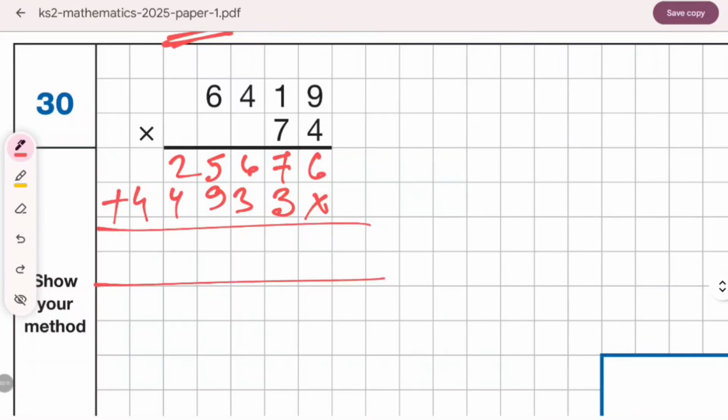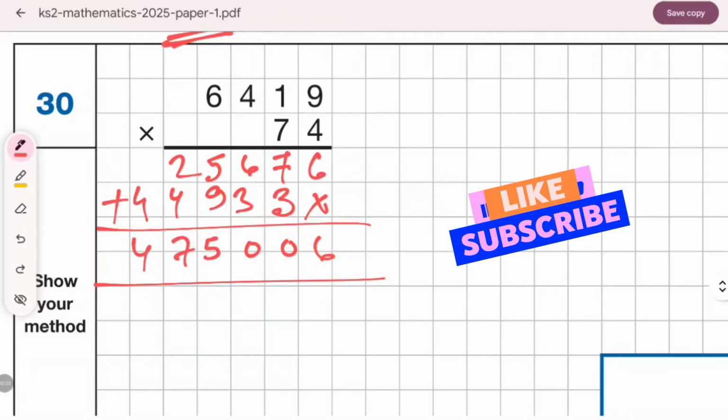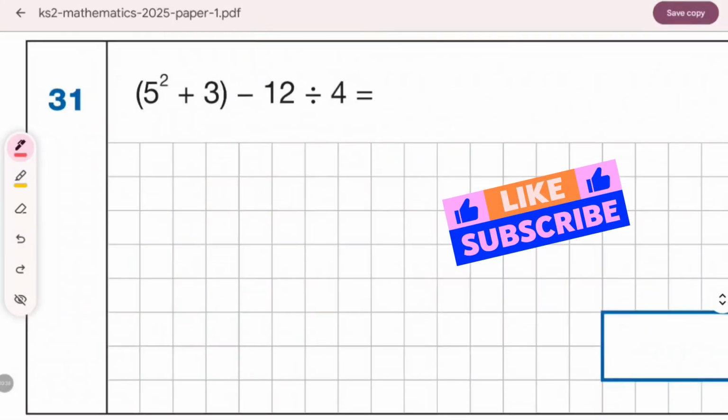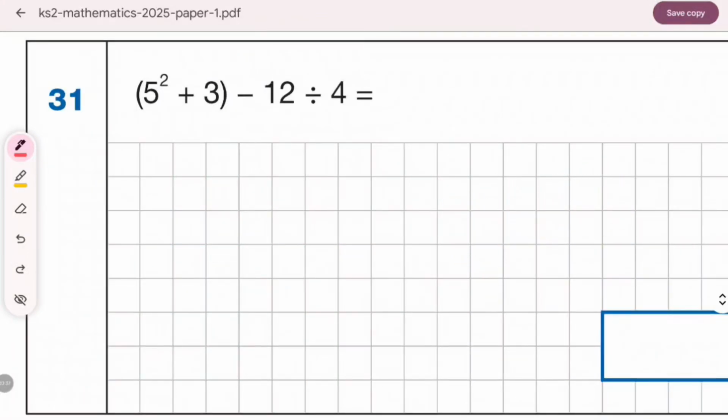Now we will simply add it. So it will become 6, 7 and 3 will be 10. 6, 3, 9 and 1 will be 10. 5, 9, 14, carry 1 will be 15. Carry 1, 2, 4, 6, 1, 7 and this will be 4. So when we multiply 6419 by 74 we will get the answer as 4,75,006.